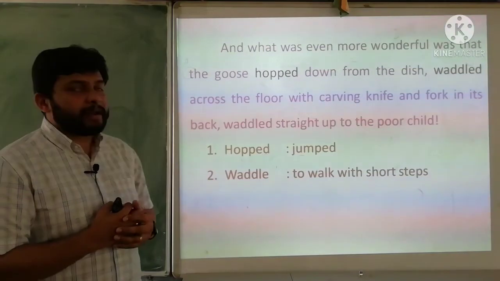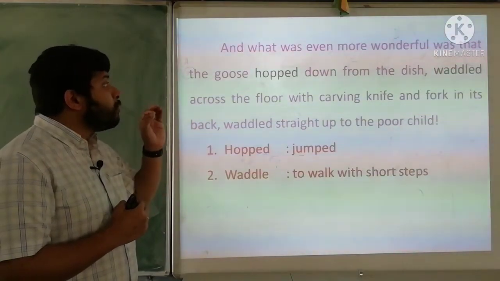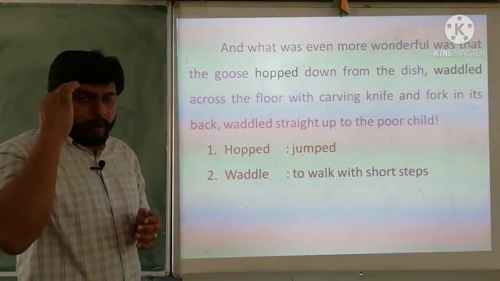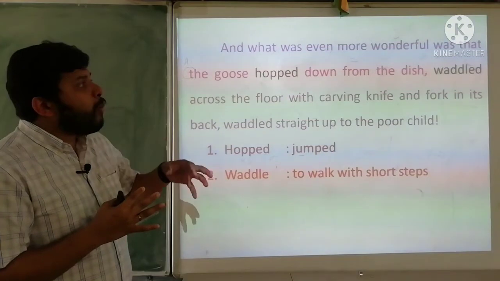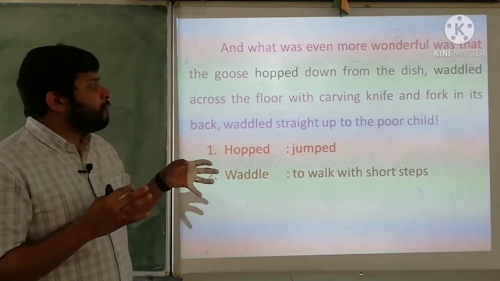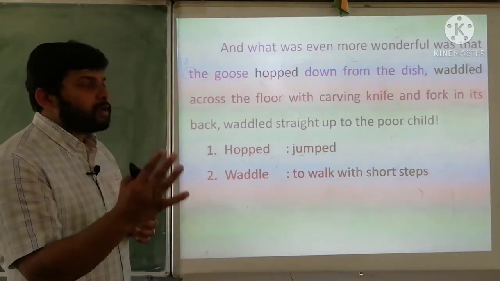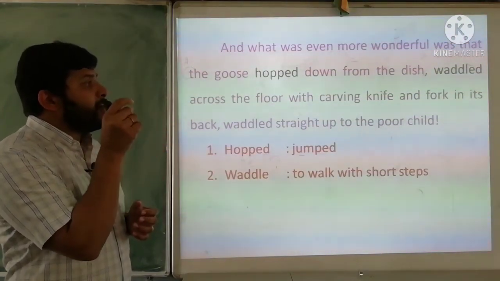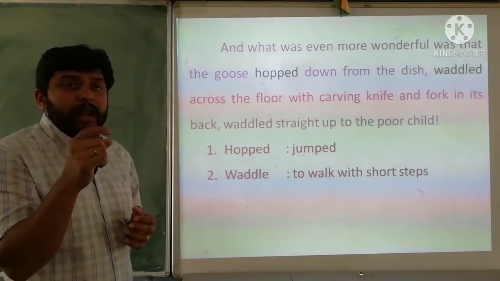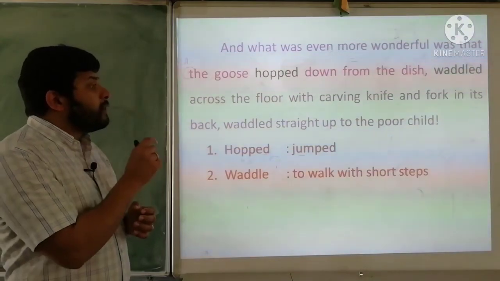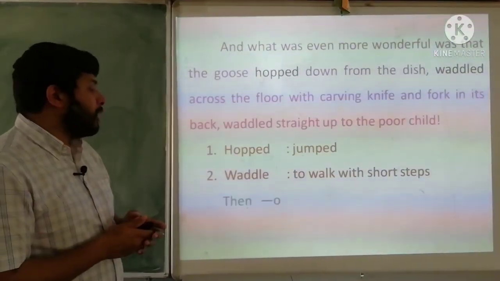Now let's see what is the meaning of this paragraph. And what was even more wonderful was that the goose hopped down from the dish. So the most interesting thing here was, what was that? The roasted goose jumped out of the dish, waddled across the floor. It just moved towards the little child with carving knife and fork in its back. The knife and fork were still on the back of the roasted goose, which waddled straight up to the poor child. It just made steps towards the poor child.